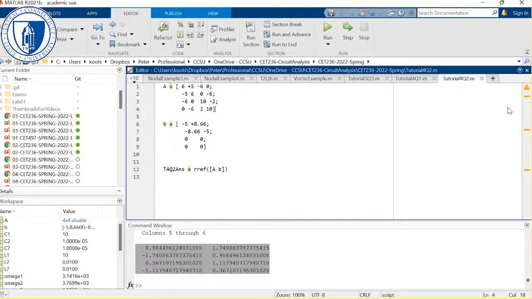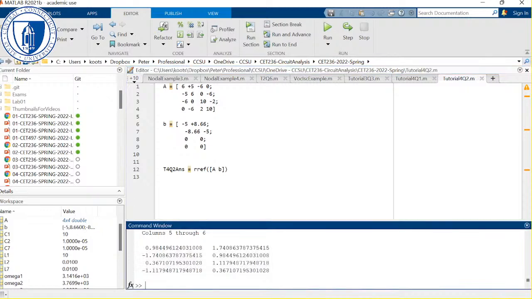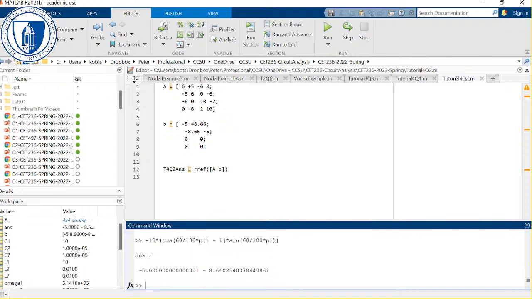Okay, so I got that from a retro, and basically all he's done is change minus 10 angle 60 degrees to rectangular coordinates, right? So it's going to be minus 10 times cosine plus J sine, because MATLAB by default uses angles in radians. I've got to convert 60 degrees to radians by dividing by 180 and multiplying by pi, and that's where that comes from.